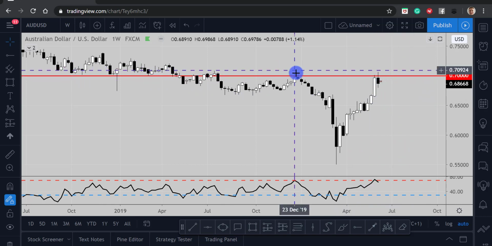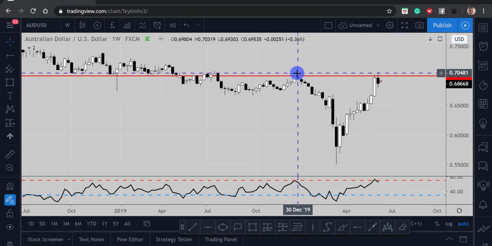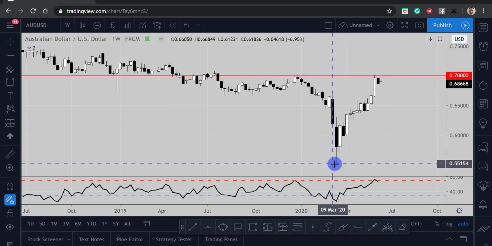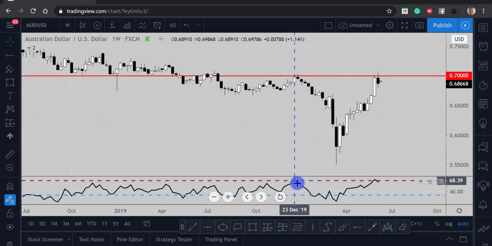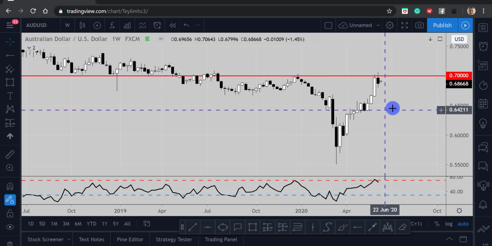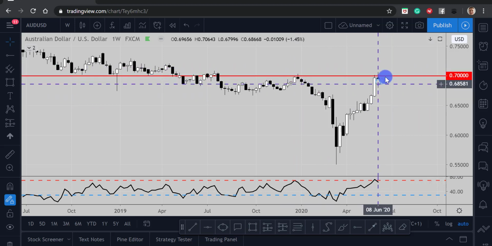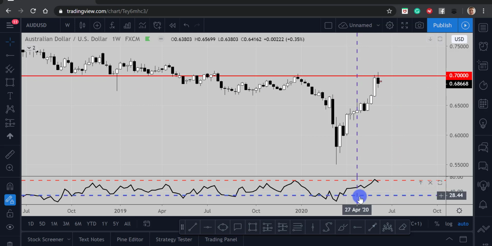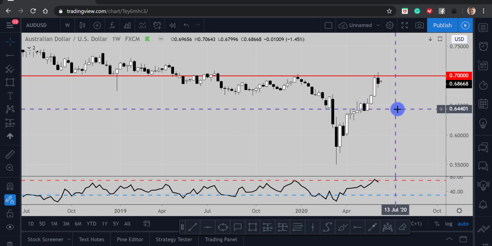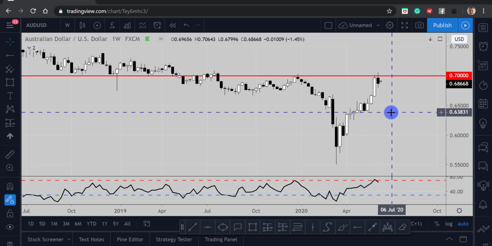You can see 0.7, the last time it hit that level and rejected, we had a huge fall in the markets. We were also in an overbought condition at that point, and it's the same again. We're having a bearish rejection of the key level. We're in that overbought condition. Are we going to start seeing the market fall to the downside?